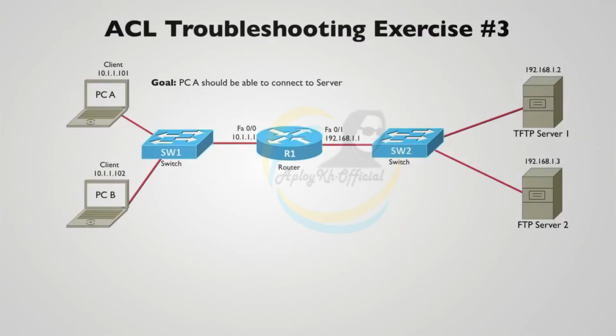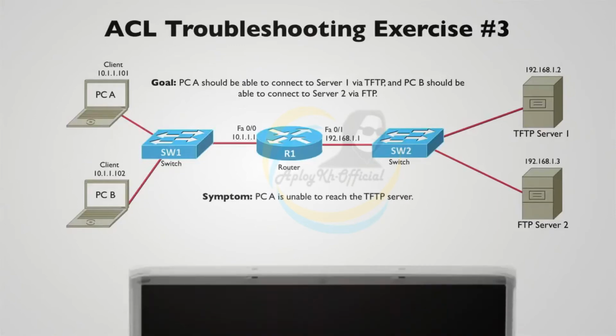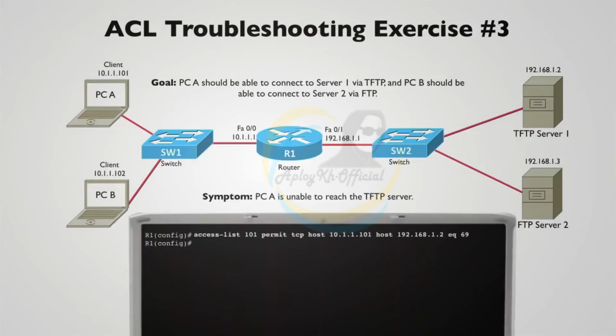In this scenario, the goal is that PCA should be able to connect to server 1 via TFTP, and PCB should be able to connect to server 2 via FTP. But the symptom is PCA is unable to reach the TFTP server. Let's take a look at our access control list and see if we can figure out what is going on.